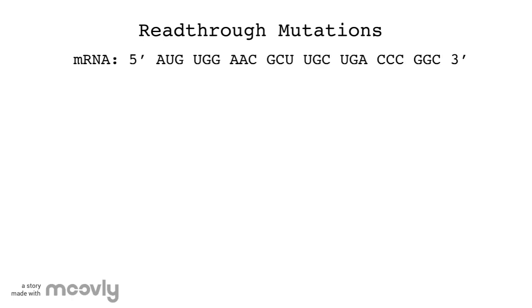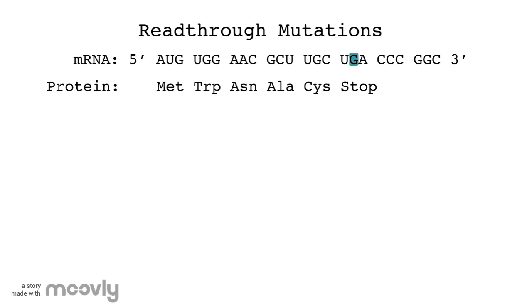The final type of point mutation is the read-through mutation, which occurs when the base swap changes a stop codon into one that actually codes for an amino acid. For this example, we're going to make a purine to pyrimidine transversion by swapping this guanine with a uracil.